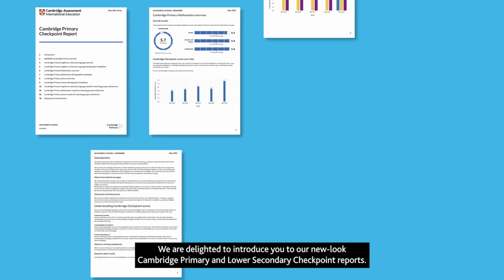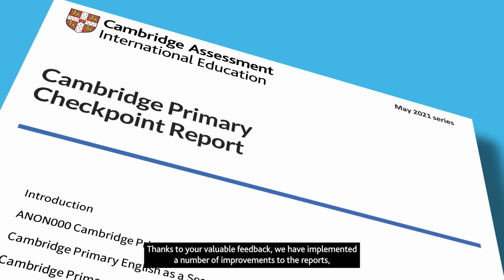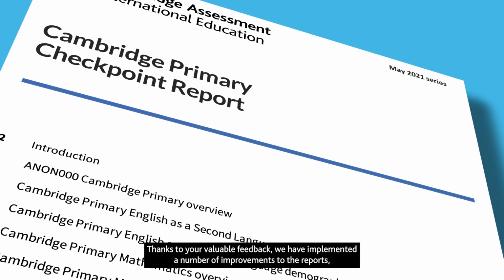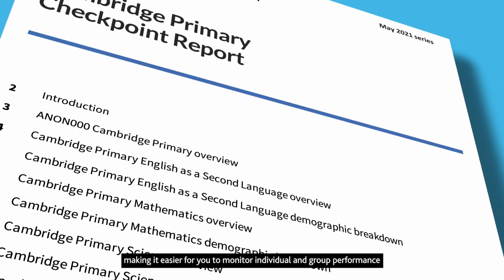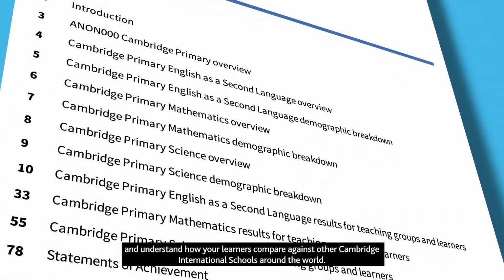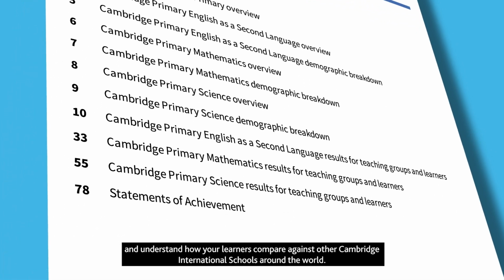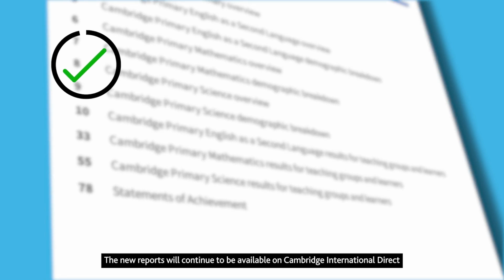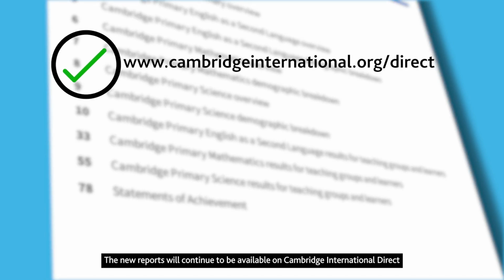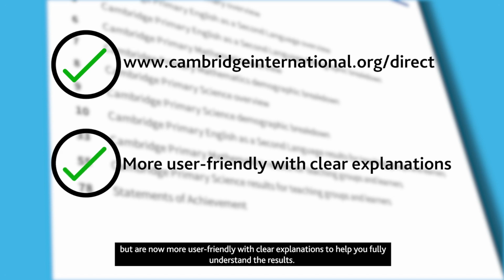We are delighted to introduce you to our new look Cambridge Primary and Lower Secondary Checkpoint reports. Thanks to your valuable feedback, we have implemented a number of improvements to the reports, making it easier for you to monitor individual and group performance and understand how your learners compare against other Cambridge International schools around the world. The new reports will continue to be available on Cambridge International Direct, but are now more user-friendly with clear explanations to help you fully understand the results.